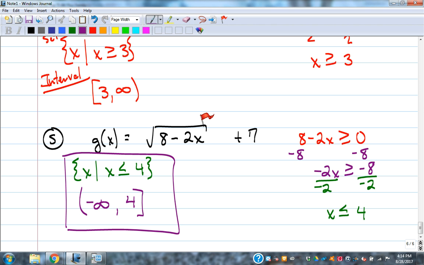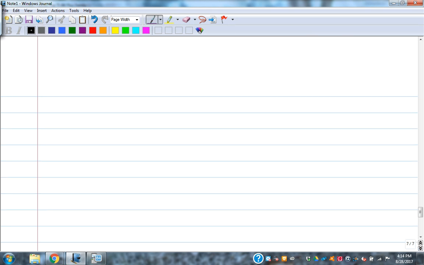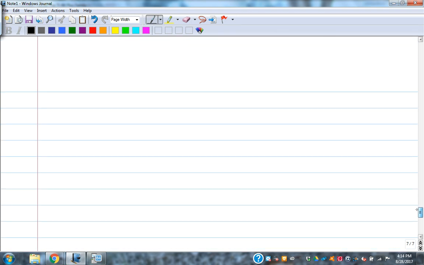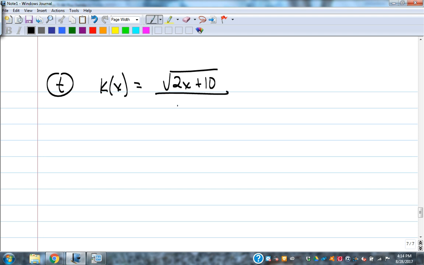All right. Now, the last one of this section, we'll take a little break after this, get a little breather. Let's find the domain for k of x when we have the square root of 2x plus 10 over x minus 7. Weird one.